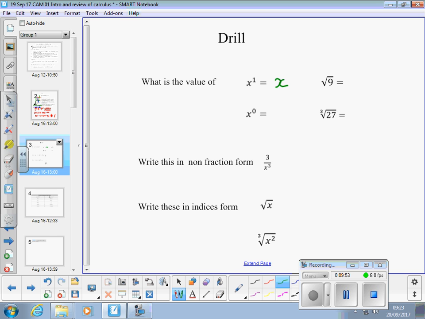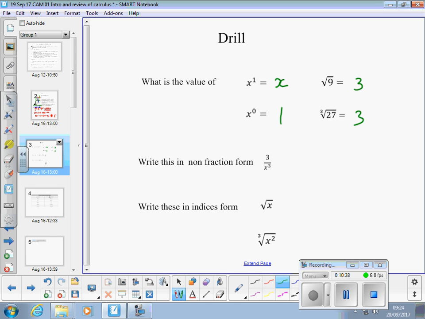What's the square root of 9? What's the cubed root of 27? 3. Any number to the power of 0 is 1. Another useful thing, you can always write x to the 0 in front of something, and that x to the 0 is equal to 1, so what you've got there is still what you had in the first place. So you may need to remember that a number to the power of 0 is equal to 1. It's useful. Alright?